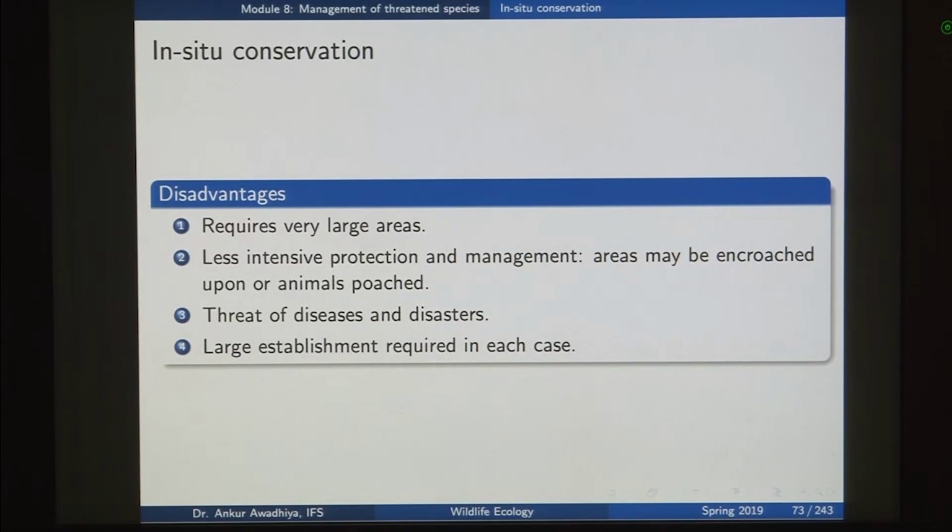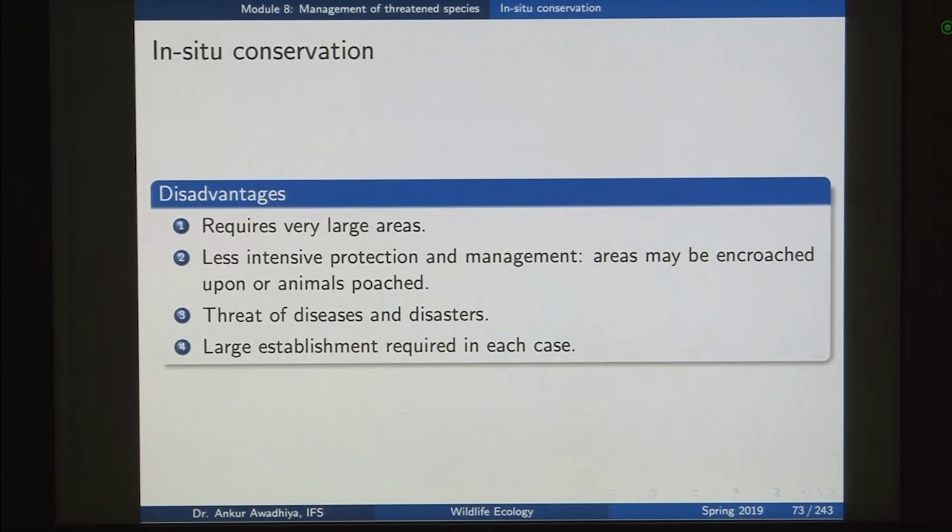In the case of a zoo, when you have all the animals in a very small area, you can give a very good amount of protection to those few animals, whereas if you are keeping the animals in a very large forest, you cannot be there in the forest at all places at all times. So, it is possible that some poachers might get inside and poach some of the animals, or maybe some people would try to encroach upon some areas of the forest. So, that is a possibility which is there in in situ conservation.